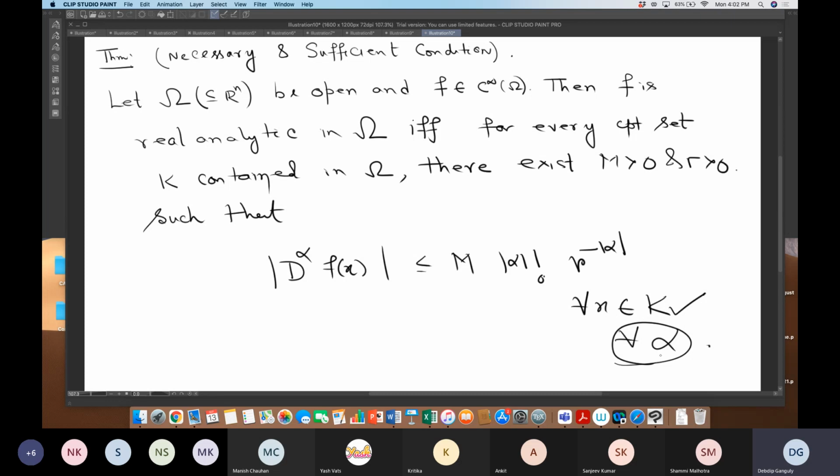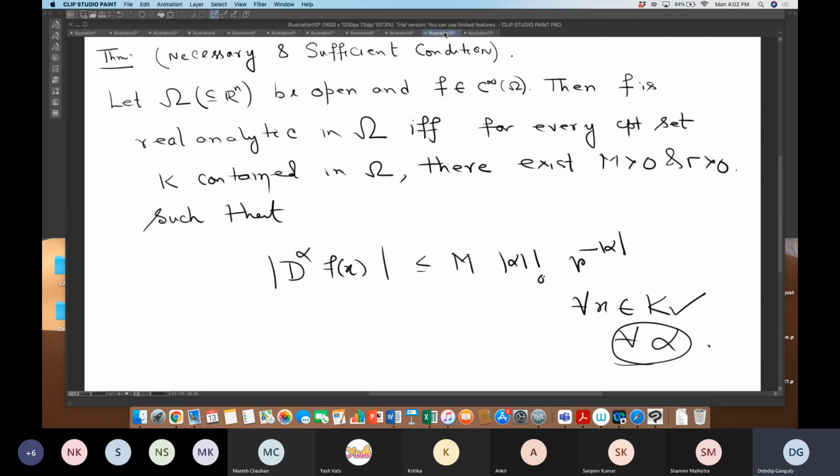Just see the statement. Let omega be open and f is C infinity. Then f is real analytic in omega if and only if for every compact set K contained in omega there exists an M and R such that this holds. Is the statement clear to all of you? Yes or no? Yes, sir.